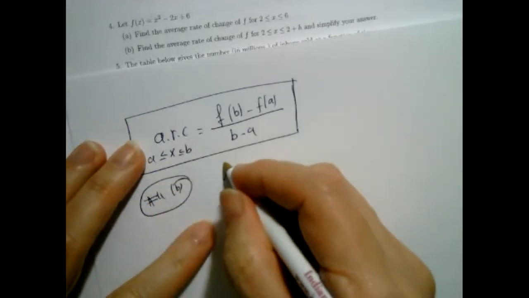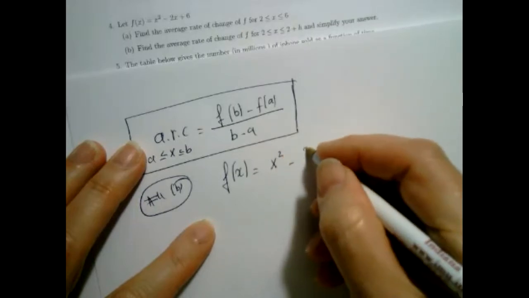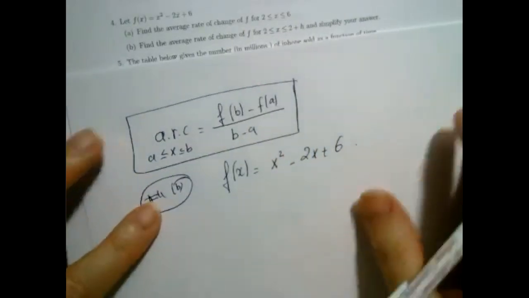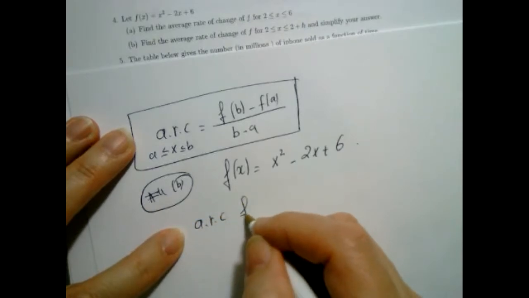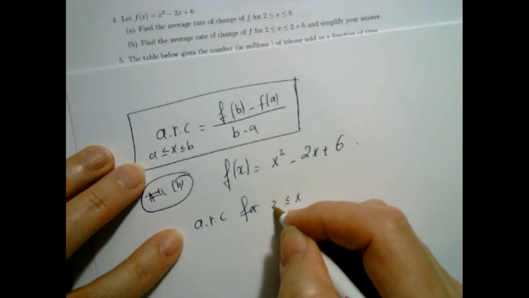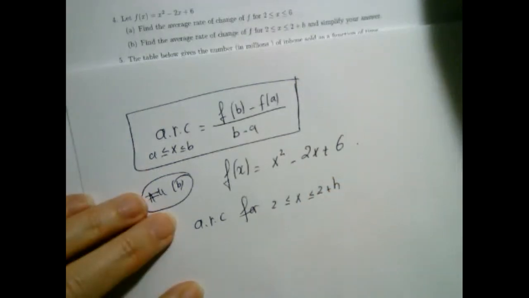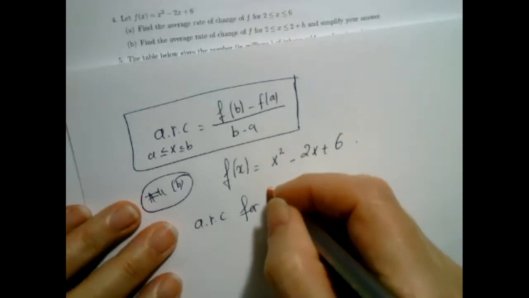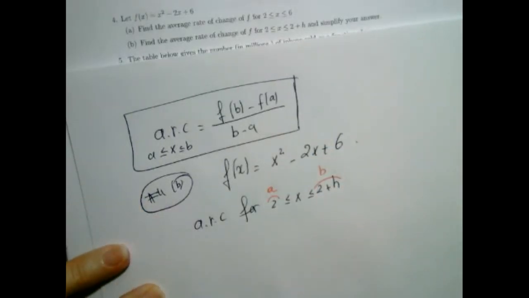Here my function is given by a formula, x squared minus 2x plus 6. And B is asking me to find the average rate of change for x between 2 and 2 plus h. So this is the A, basically, if you want to think about it this way, and this is the B. So that's how we think about it.